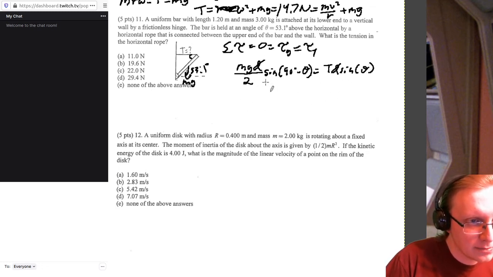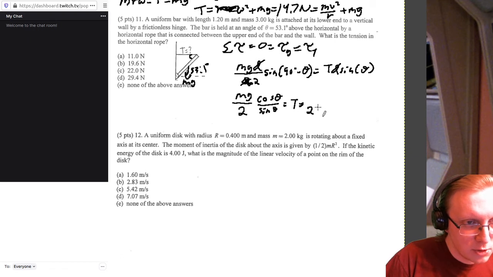The L's cancel each other, and so then we end up with mg. Do we want to move the 2 to the other side? No, we don't. We're going to leave T here and leave the 2 here. Sine becomes cosine, divided by sine theta. So this is our tension, and this is also equal to mg over 2 tangent theta.